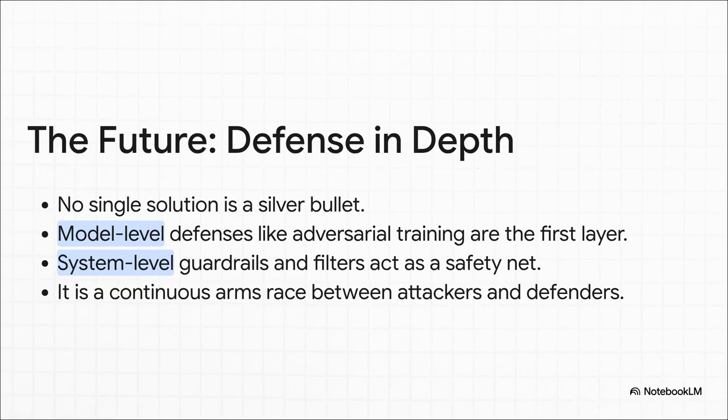So what's the big takeaway here? It's that there is no single magic bullet. The future of AI security is all about what they call defense in depth. You've got that adversarial training making the model itself smarter. That's your front line. But you also need other system-level guardrails and filters to act as a safety net. It's a constant cat-and-mouse game between the attackers and the defenders.